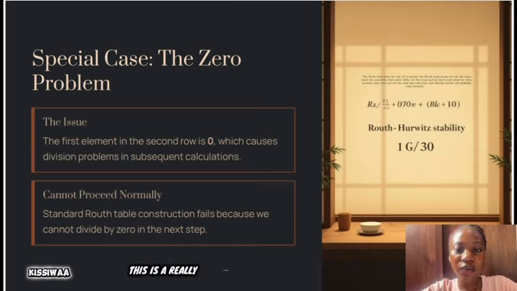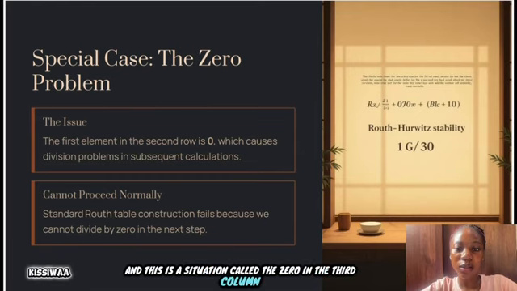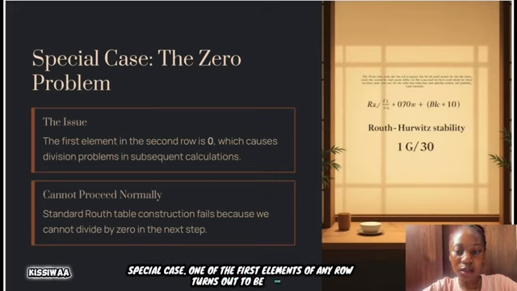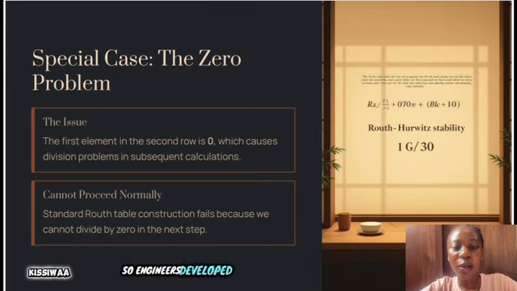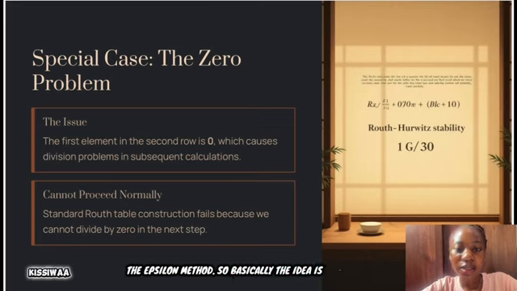This is a really fascinating part of the Hurwitz method. What happens when things go wrong? This is a situation called the zero in the first column special case. When the first element of any row turns out to be 0, we cannot compute the next row normally. If we try to divide by it, we get infinity, which makes no mathematical sense. So engineers developed a clever workaround called the epsilon method. Basically the idea is simple but elegant.